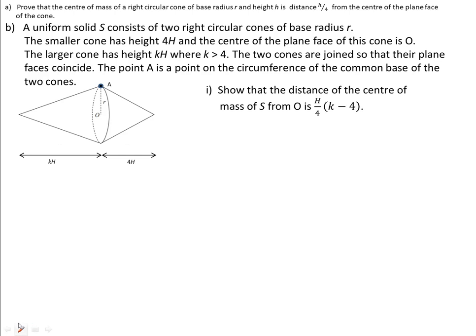And the first thing we have to do is show that the distance of the centre of mass of S from O is h over 4 times by k minus 4. So let's define our x-axis as being the obvious direction, our line of symmetry for the shape solid S. We'll suppose that the solid has got a density of rho kilograms per metre cubed.